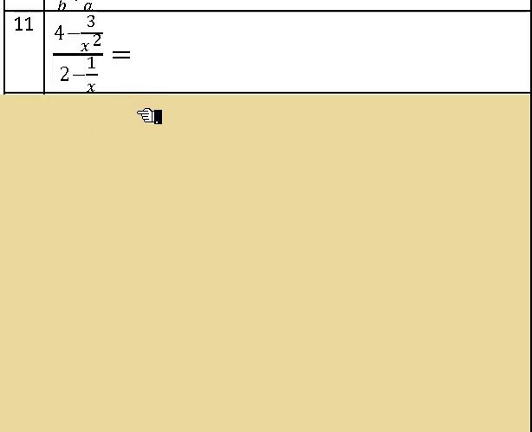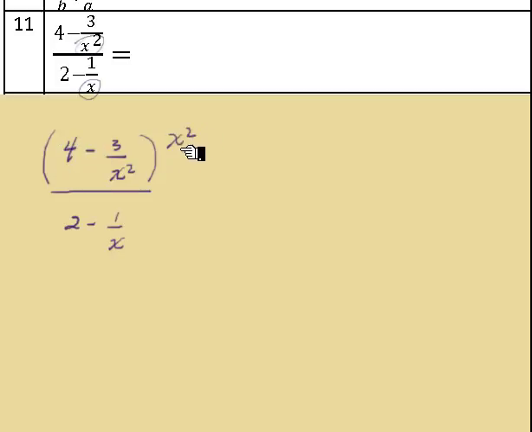In number 11, we have another mixed quotient, and we want to eliminate these denominators, 8 and x squared. So we'll multiply top and bottom by an expression that both denominators go into, and that would be x squared. That would be the common denominator. So let's do that. So we have 4 minus 3 over x squared, 2 minus 1 over x, and we're multiplying top and bottom by x squared over 1.